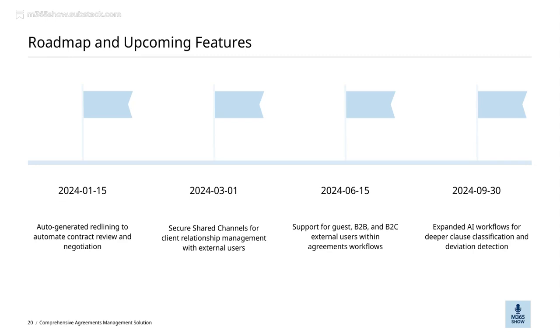Another important enhancement is support for external users, whether they are guests, B2B partners, or B2C customers, within our agreements workflows. This feature is scheduled for release by June 15th, 2024, and will greatly improve collaboration and transparency. Additionally, we're introducing secure shared channels for client relationship management, specifically designed to facilitate secure communication with external users. This will be available by March 1st, 2024.